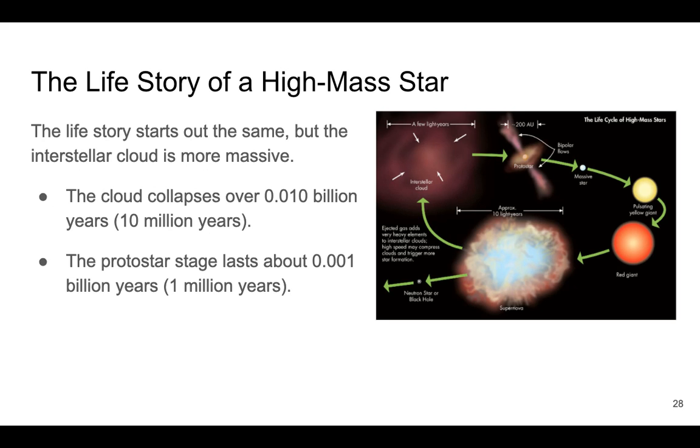And then it'll be a protostar. So it'll all collapse down to something like this, and it keeps bringing more and more mass into it. And the center of this cloud starts to get more and more dense. That's the protostar stage. And that'll last about 1 million years, about as long as the protostar in a low mass star.